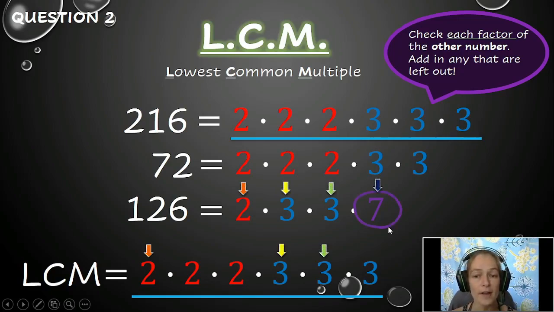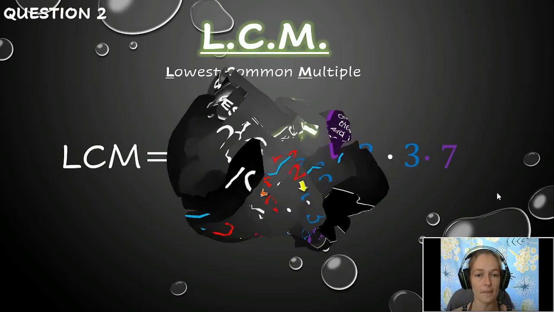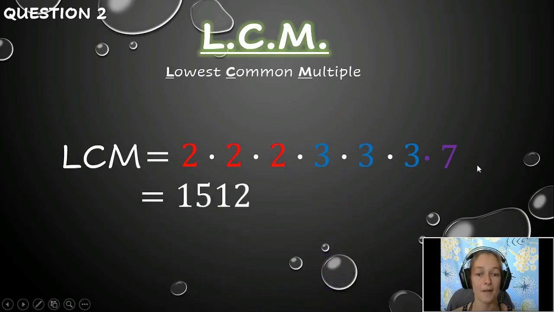Is the 7 there? No. So that means we're actually just going to multiply by 7 on the end, and that will give us the full lowest common multiple, which will be something really big, 216 times 7. 1512. There you go.